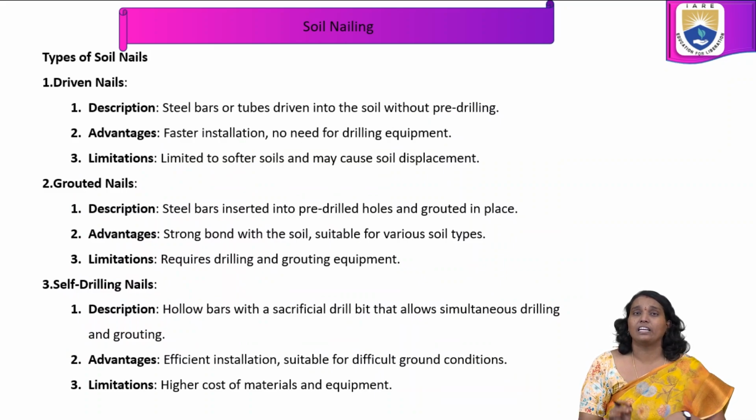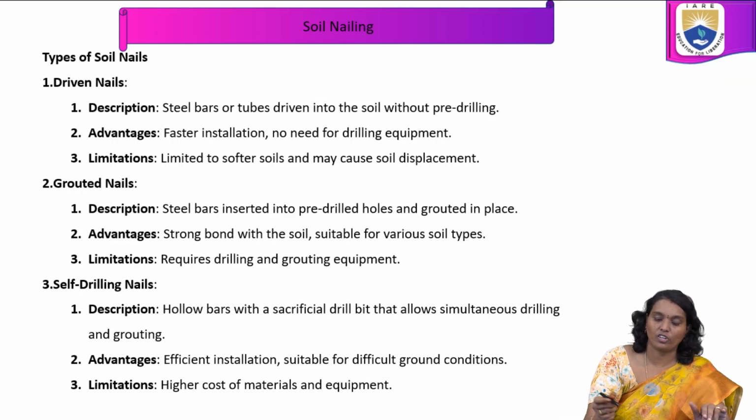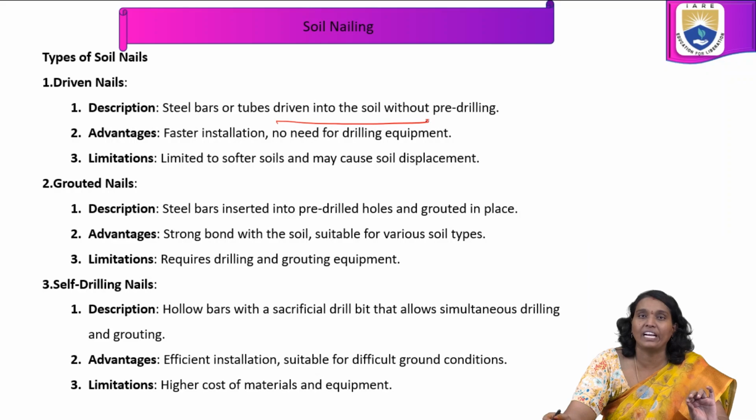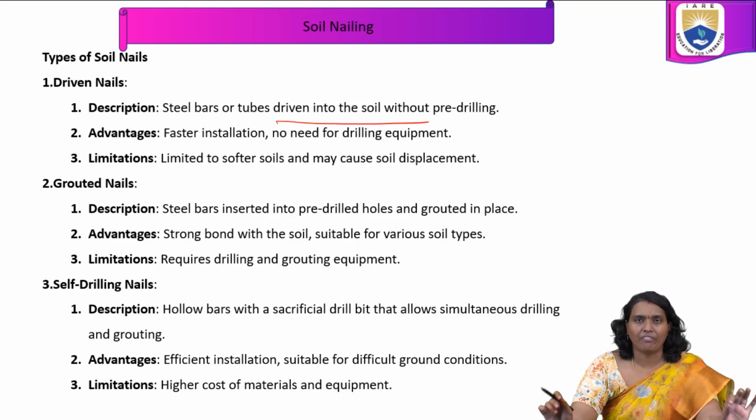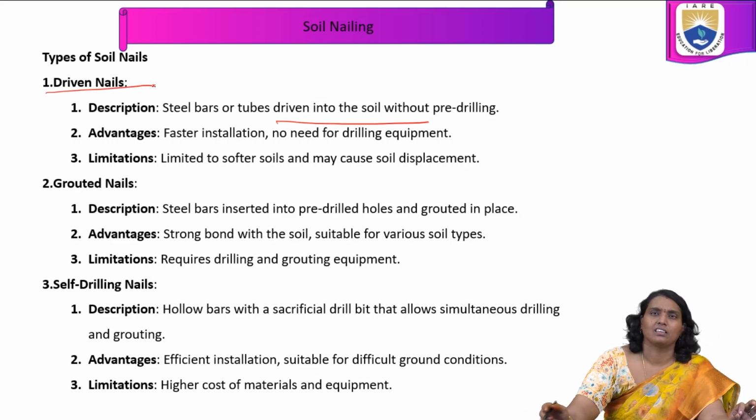There are different types of soil nails: driven nails, grouted nails and self-drilling nails. These are the different types of soil nails available for getting the desired properties. Driven nails are steel bars or tubes that are driven into the soil without pre-drilling. Such soil nails are known as driven nails.